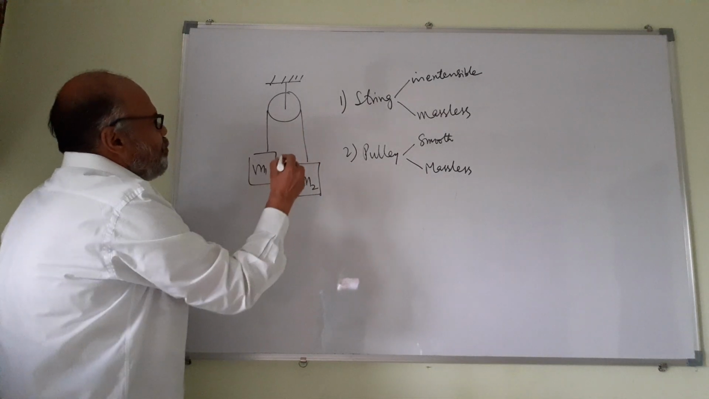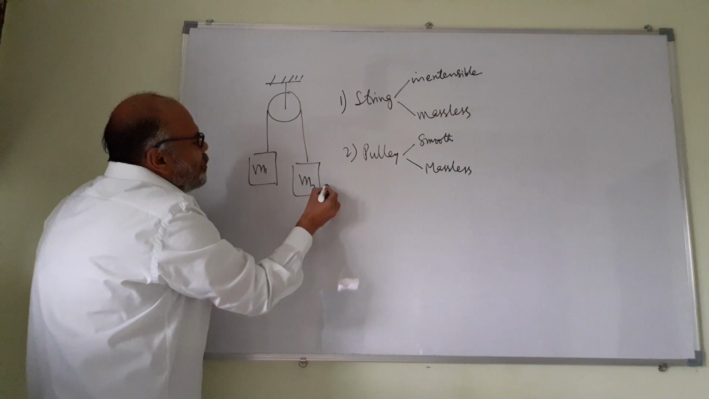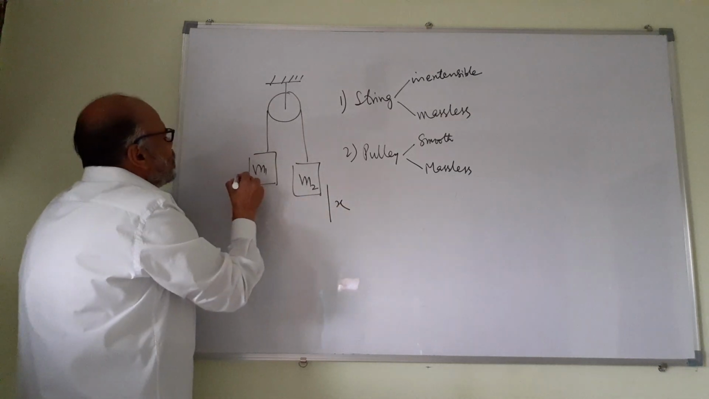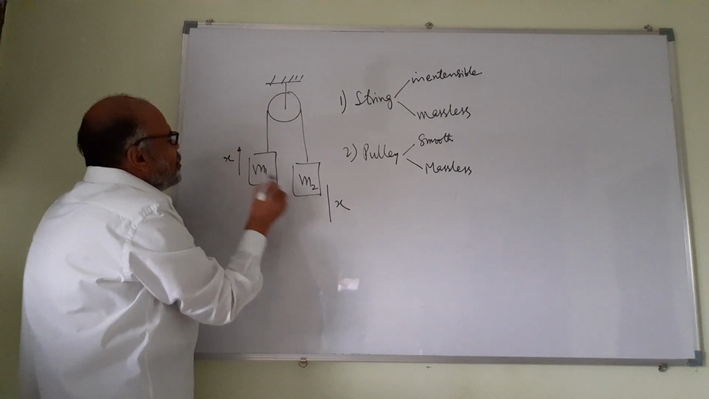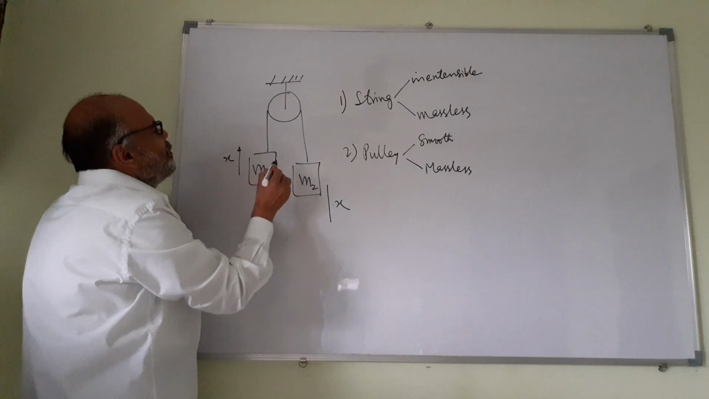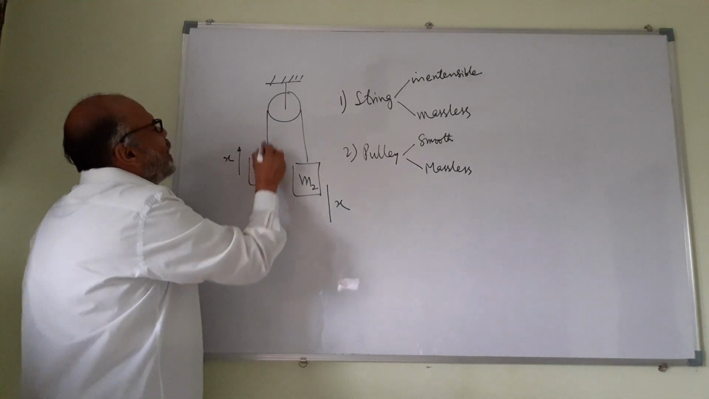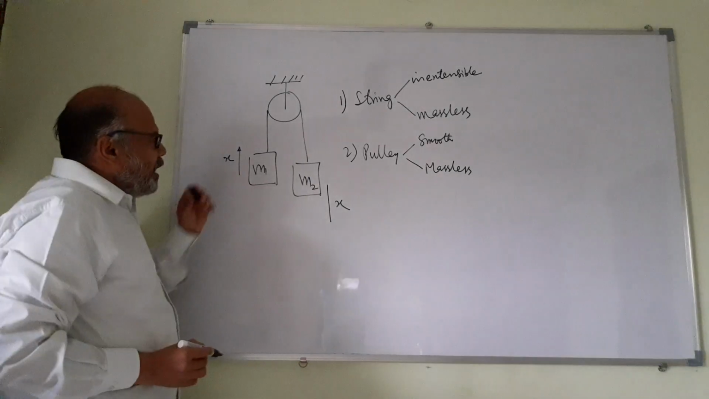First thing is, if the string is inextensible, if this mass moves by a distance x, this will move by a distance x. So the displacement is the same, the velocity is the same, the acceleration is the same. That is, the masses and the string will have the same acceleration.